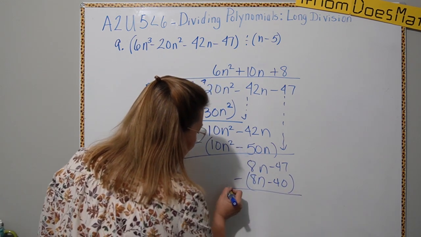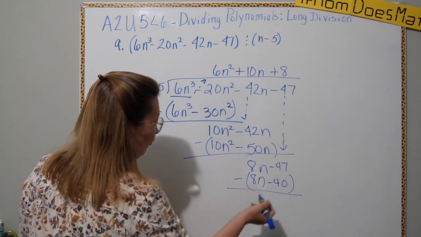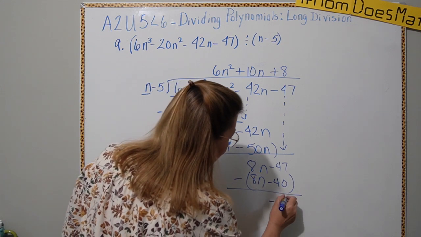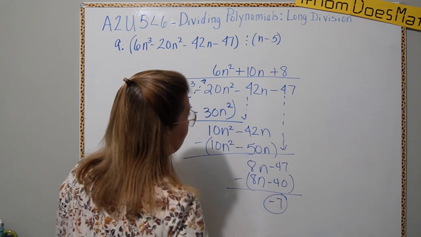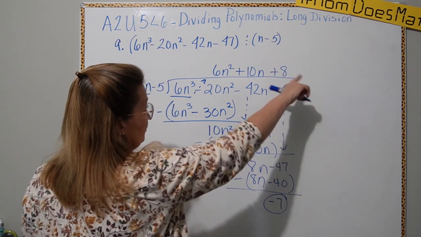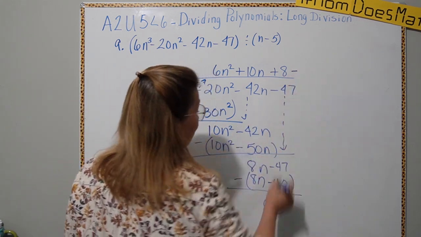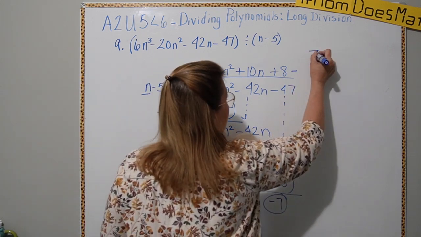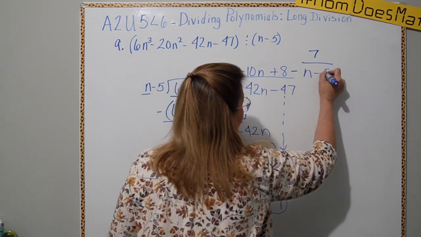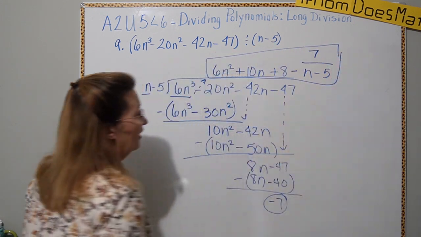Now we're going to subtract. These two cancel. Negative 47 plus 40, because minus a negative cancels out, is going to give you negative 7. Now there's your remainder. So when you write the rest of your answer, and let's just add it onto this time. This is a minus, so it's going to be minus 7 over your divisor right here, n minus 5. And this is your final answer.